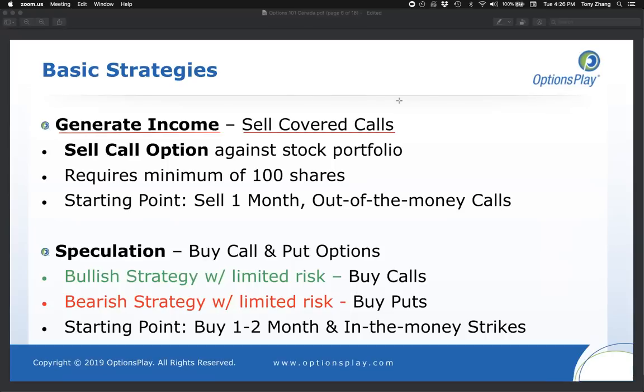And the reason that this is the strategy that you get approved for first is because this strategy doesn't add additional risk to your portfolio. Pretty much all other strategies will add additional risk. So a covered call is essentially selling a call option against the stock portfolio that you already have in your portfolio. So any of you that trade stocks today, you can sell a call option against the stocks that you own to generate some income. You can think of it almost like creating a dividend yield on the stocks in your portfolio.